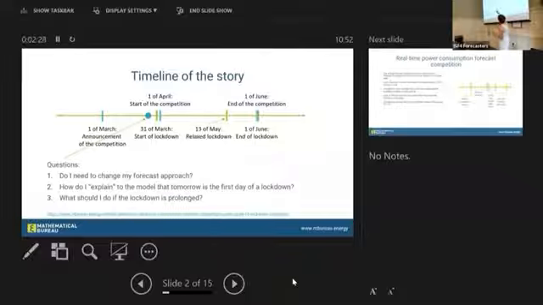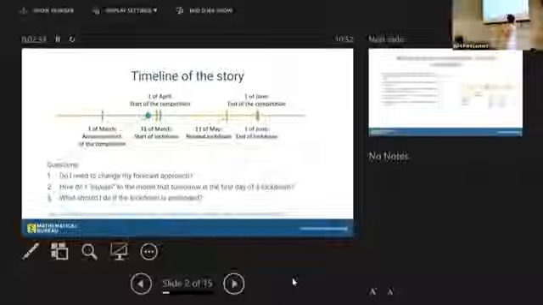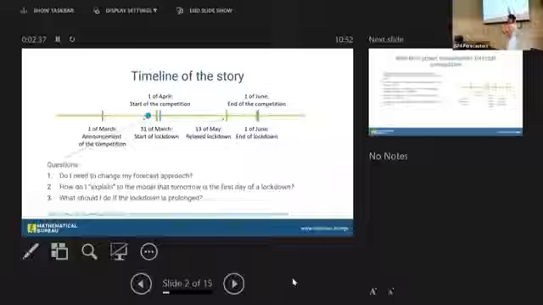Starting from the 21st of March, we had a lockdown, and it ended in Russia on the 1st of June, at the same time as the end of the competition. And in the middle there was a time step when some restrictions were relaxed for some activities, so we might say that we had a lockdown which consisted of 2 steps.